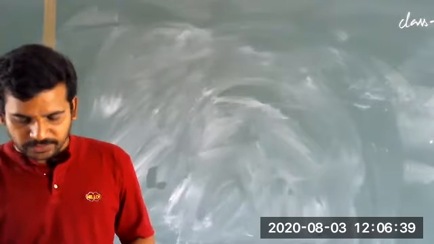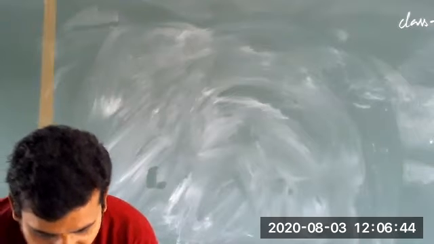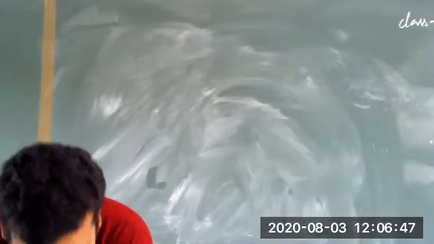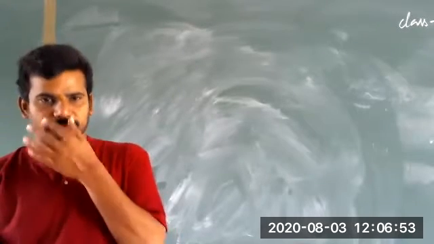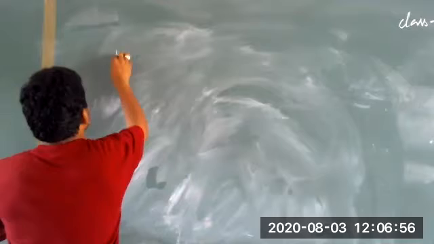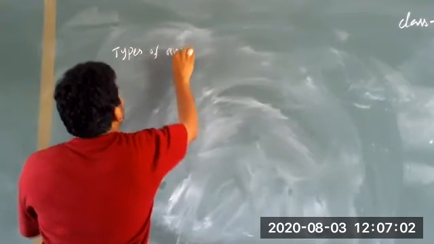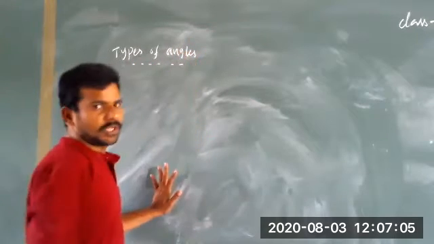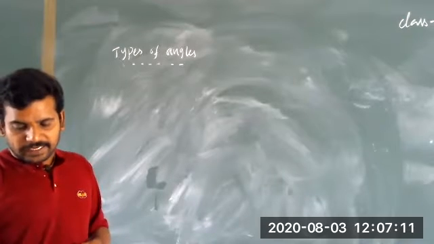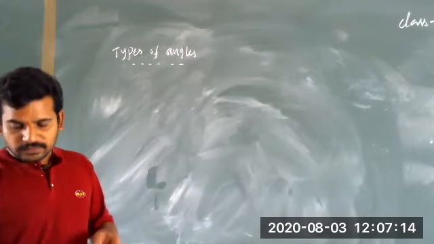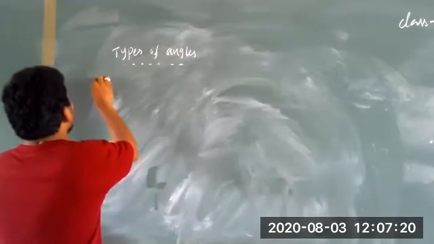Today we are going to learn about the fifth chapter, that is measures of lines and angles. So, exercise 5.2. Before that, we are going to discuss types of angles. Types of angles: zero angle, right angle, straight angle, complete angle, acute angle, obtuse angle, reflex angle. What are these? First, zero angle.